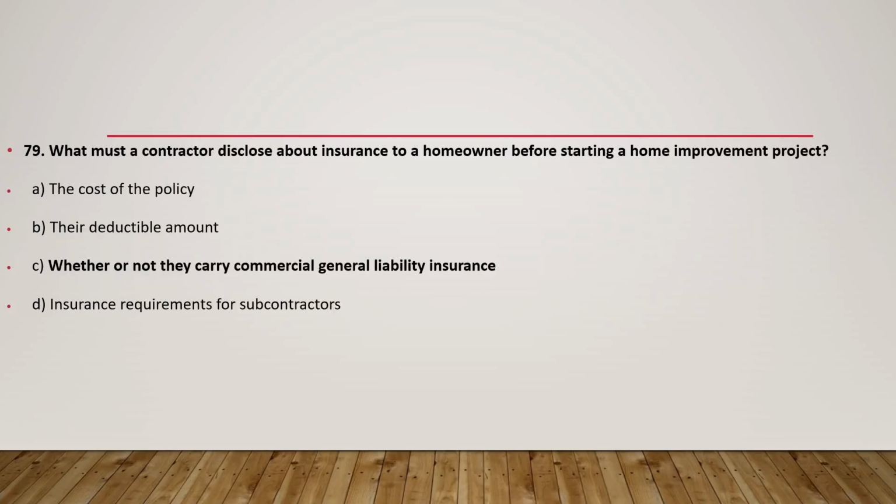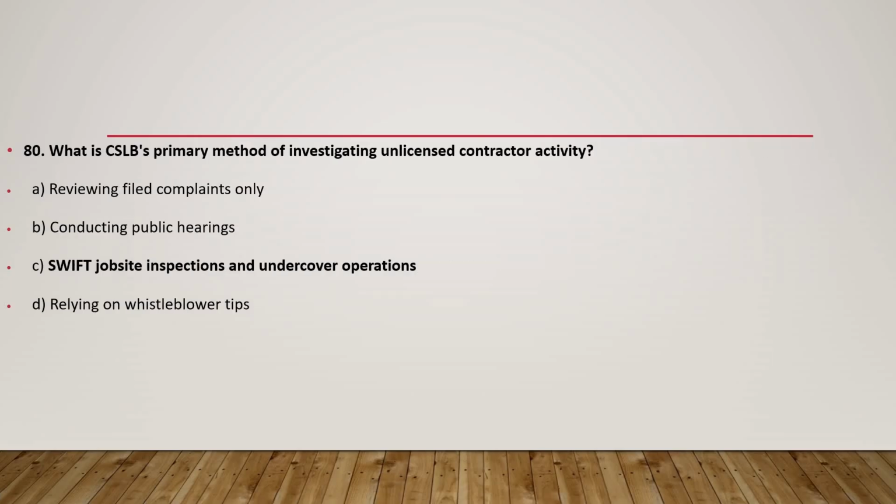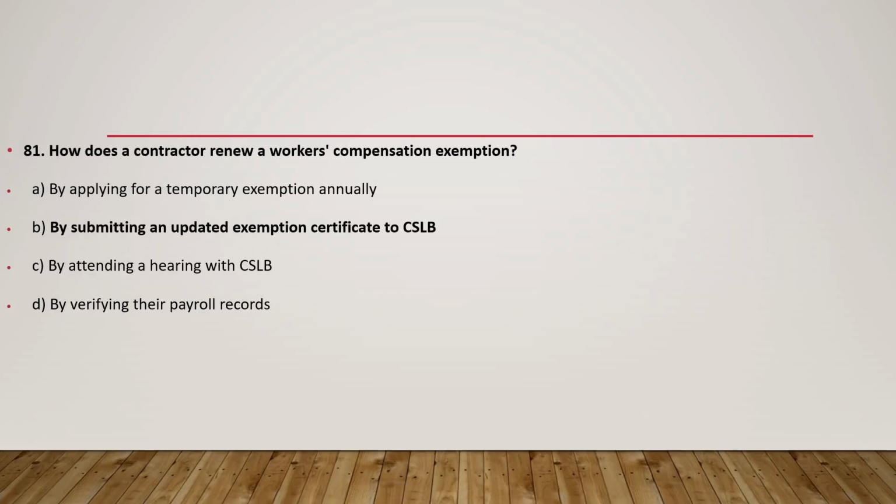79. What must a contractor disclose about insurance to a homeowner before starting a home improvement project? C. Whether or not they carry commercial general liability insurance. 80. What is CSLB's primary method of investigating unlicensed contractor activity? C. Swift job site inspections and undercover operations.